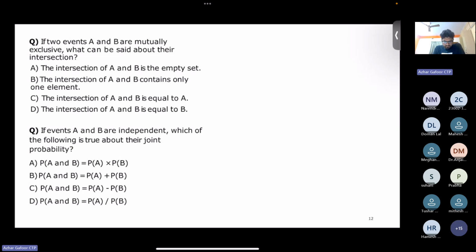For question 1, A is the answer, sir. Yeah, it's correct. Because they are mutually exclusive, no element is common in them. When they are mutually exclusive, no elements are common. Yes, sir. And for question number 2, option A is the answer, sir. Yeah, it's correct.